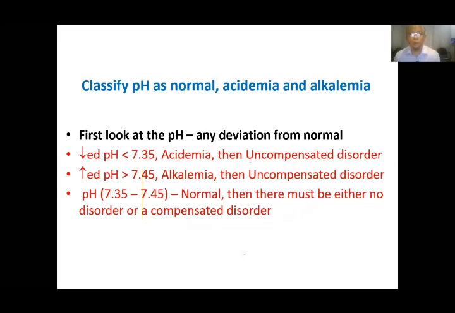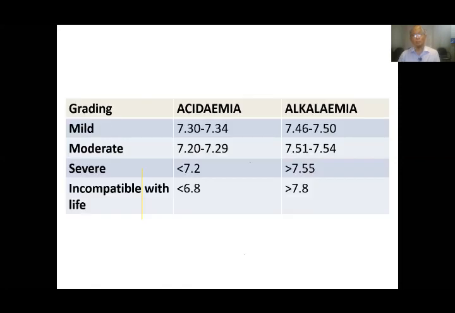Now this is a very important clue. Look, first you have to look at the pH. Any deviation from the normal? If there is a reduced pH, that is less than 7.35, it is likely due to acidosis. Then it is an uncompensated disorder. If pH is high, say more than 7.45, it is due to alkalosis. Then it is also an uncompensated disorder. But if pH is in the normal range, that is between 7.35 to 7.45, then there must be either no disorder or a compensated disorder. That is, the body has tried to compensate to get back to normal.